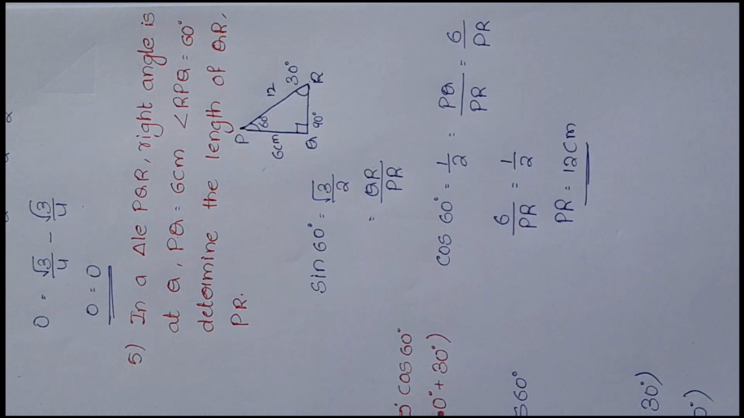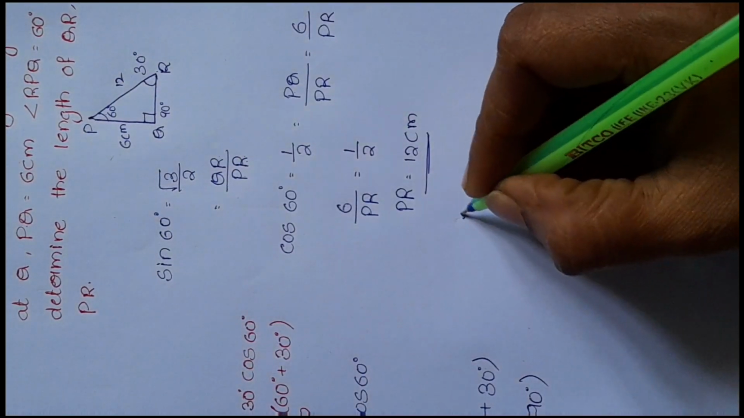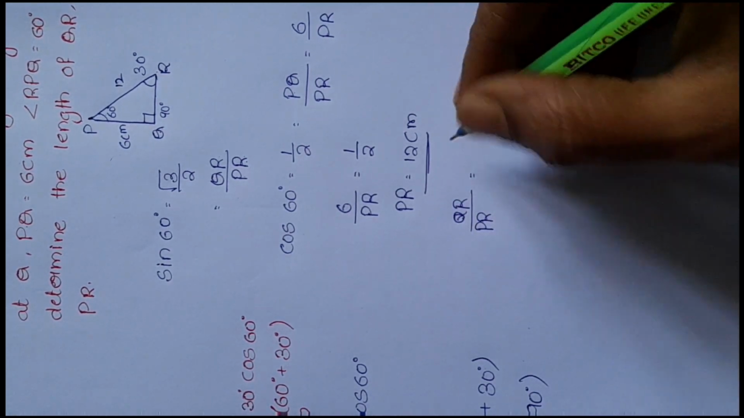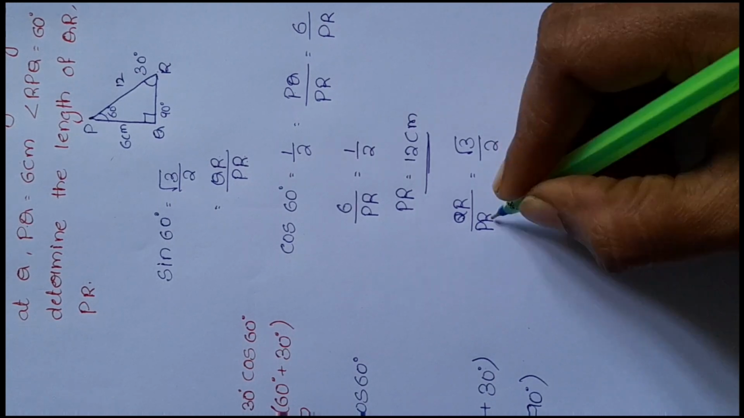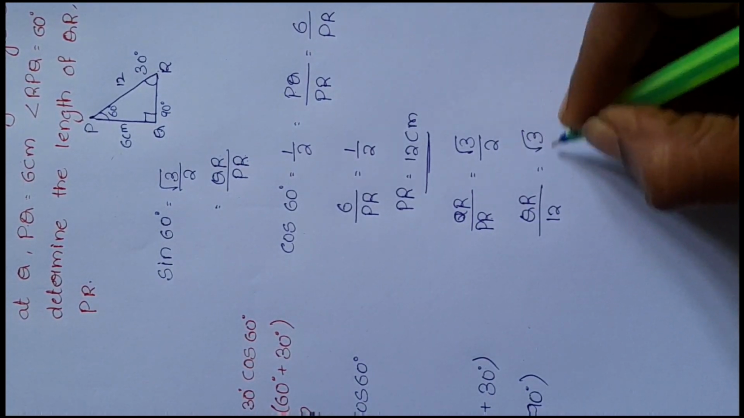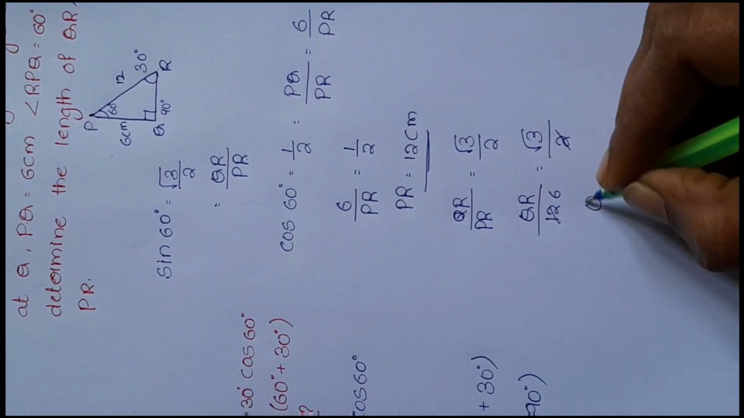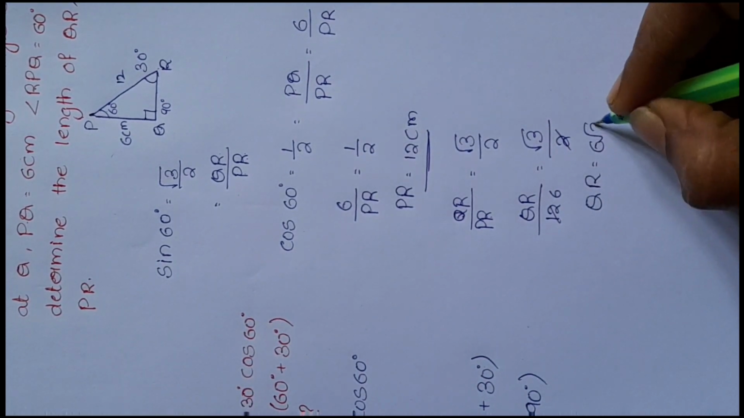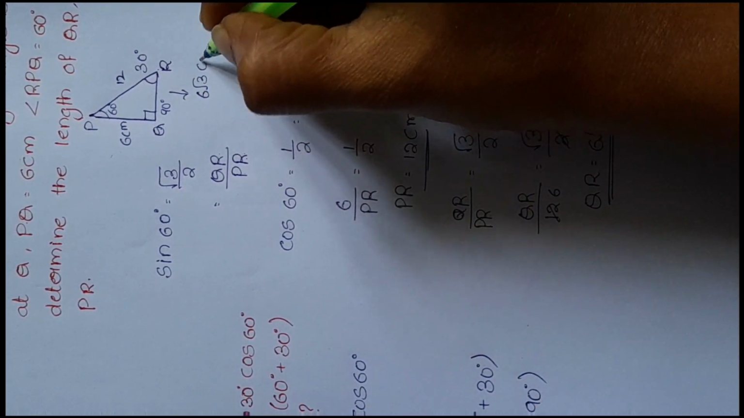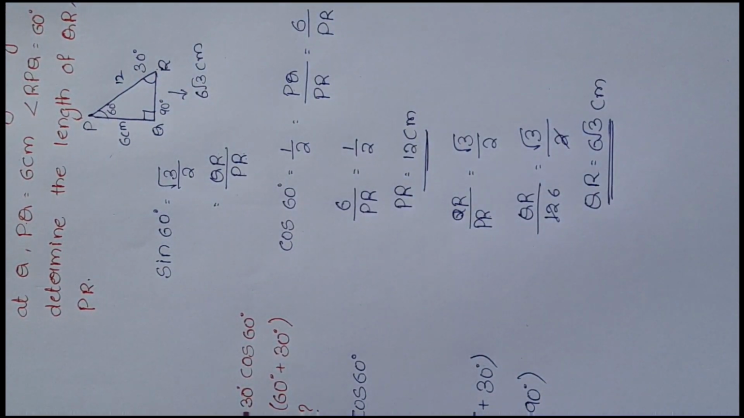Now we should find QR. Now from sin 60, QR by PR is equal to root 3 by 2. But we got the value of PR. Now substitute this. QR by 12 is equal to root 3 by 2. Cancellation. We get QR value is equal to 6 root 3 centimeters. 6 root 3 centimeters is the length of the side QR.